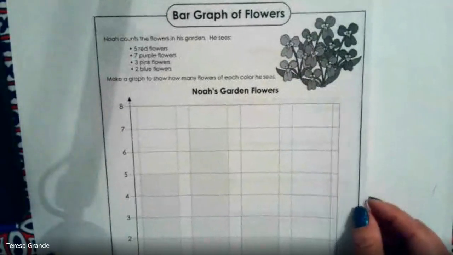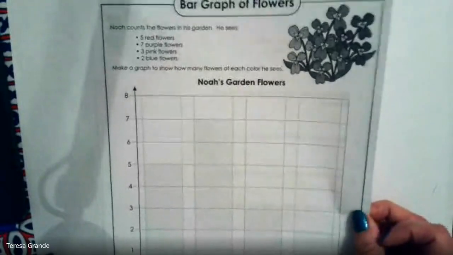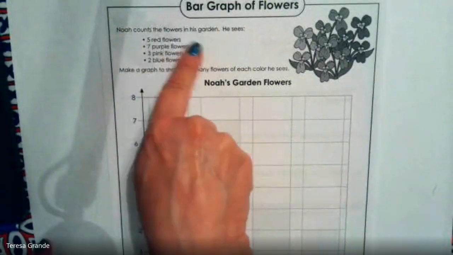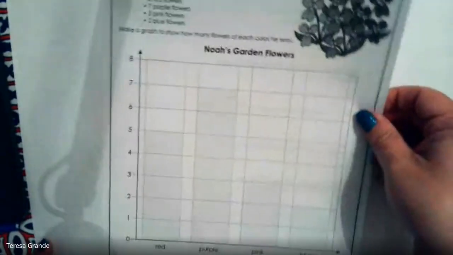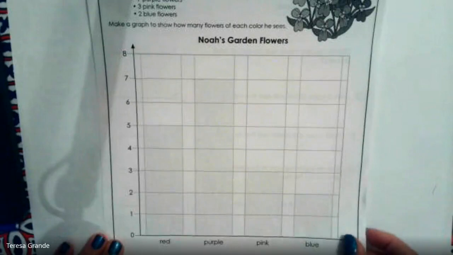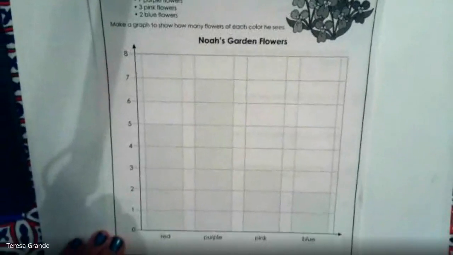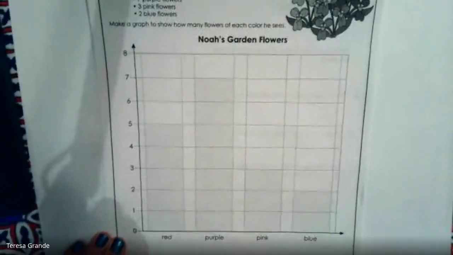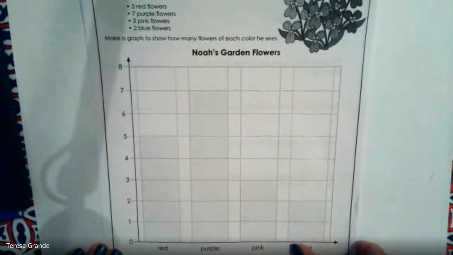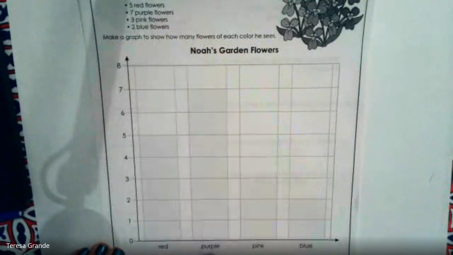The next thing I'm going to show you how to do is to make a bar graph. And we're going to make a bar graph of flowers, okay? And up at the top here, it shows us how many flowers of each color there are. And at the bottom, it gives us the colors, okay? So I'm going to try to be able to see every single thing on here. Just do like this. There we go. All right, so we can see the colors and the numbers at the top.